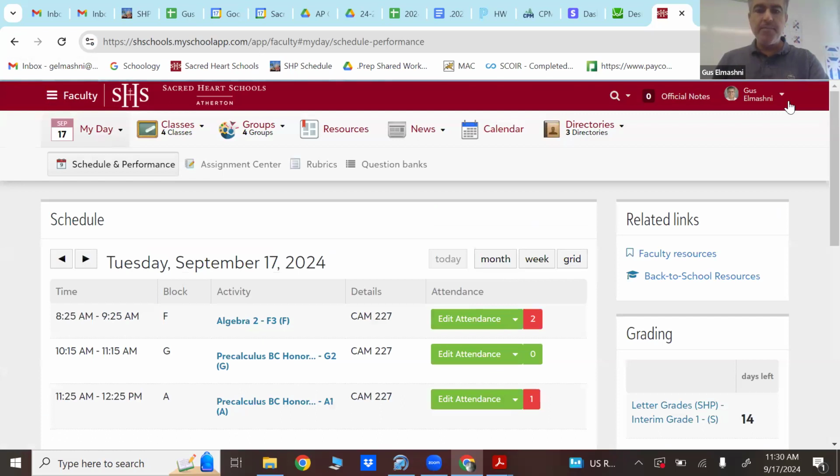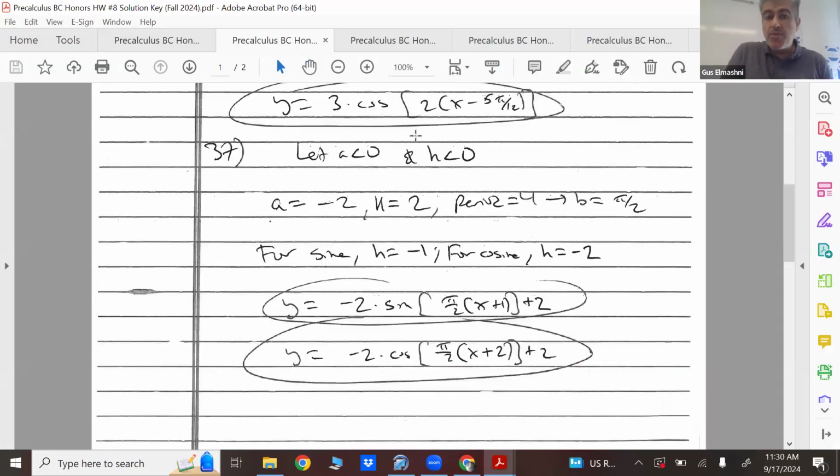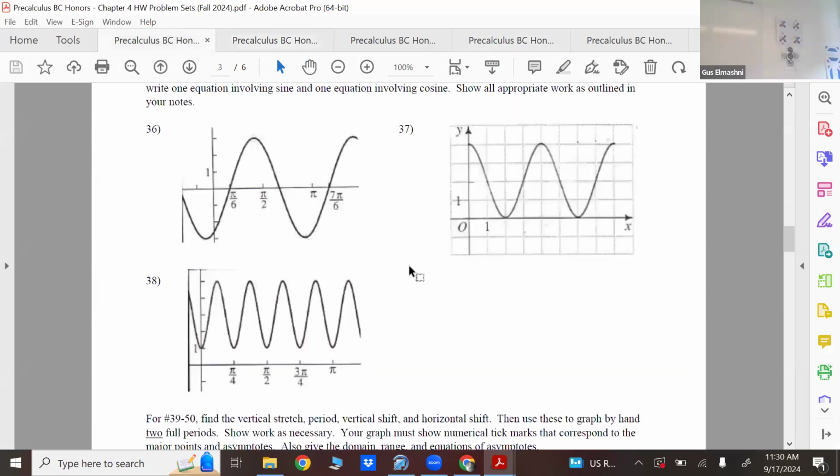All right, let's keep going. For 37, same thing, but I want A and H to be negative. So just look at the graph and say, okay, my A value is 2. My period is 4, so my B is going to be pi over 2. Is that right? B is pi over 2. My K is 2.